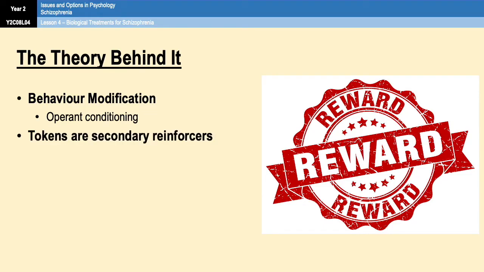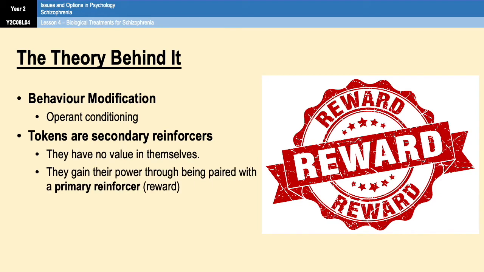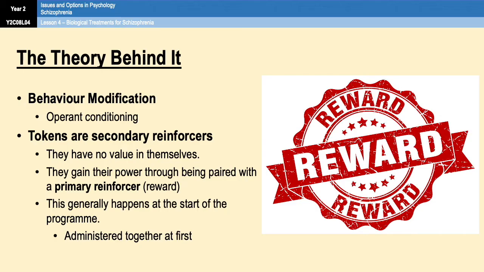So like we said earlier, the tokens hold no value in themselves, but rather they gain their value through being paired with a reward. So the tokens are what's known in behaviorist terms as a secondary reinforcer. And they gain their power through being paired with a primary reinforcer, which is the reward in this case. So the pairing generally happens at the start of the program, and it usually means that the token and the reward are administered together so that the patient knows and understands the connection between the two.